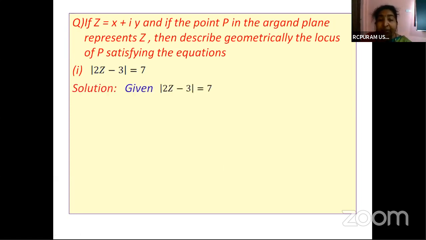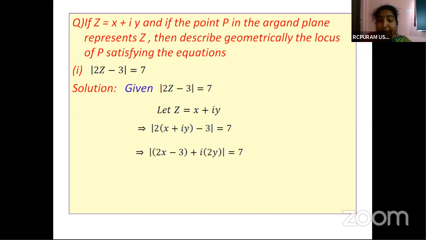So you are given that mod of 2z minus 3 is equal to 7. z is equal to x plus iy. So instead of z, we will substitute that. So mod of 2 into x plus iy minus 3 is equal to 7.